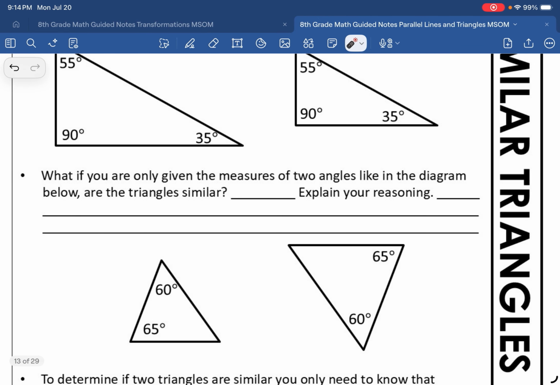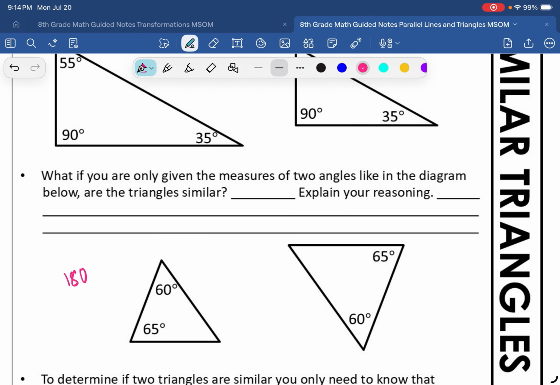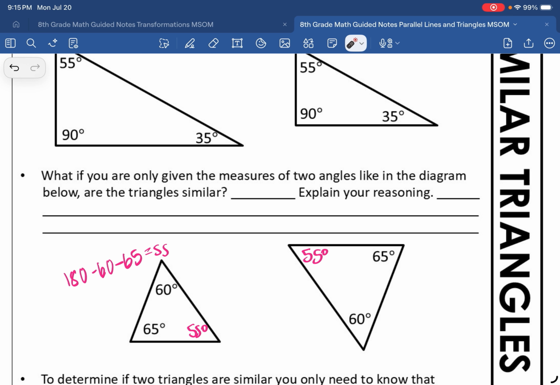What if you are only given the measure of two angles like in the diagram below? Are the triangles similar? Well, again, we have 60, 65. I don't know this angle, but I could figure it out by doing 180 minus 60 minus 65, and that will give me 55 degrees. Now, I don't necessarily need to figure that out. I'm just figuring it out to show you that I can figure out the third angle. So 65, 60, and 55. So are the triangles similar? Yes, because all the angles are congruent.